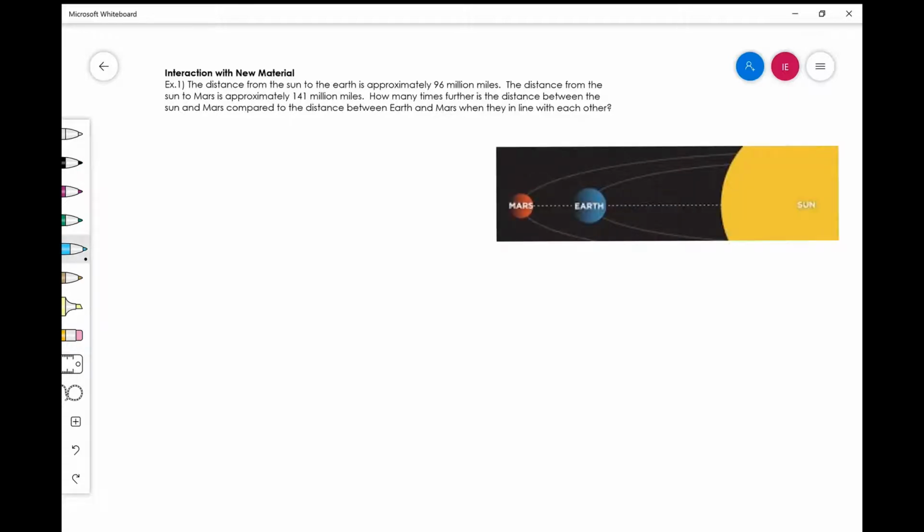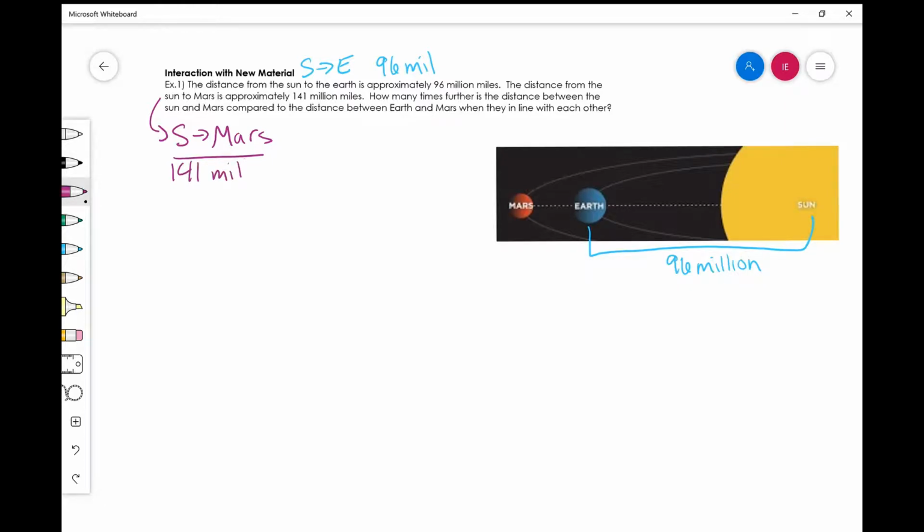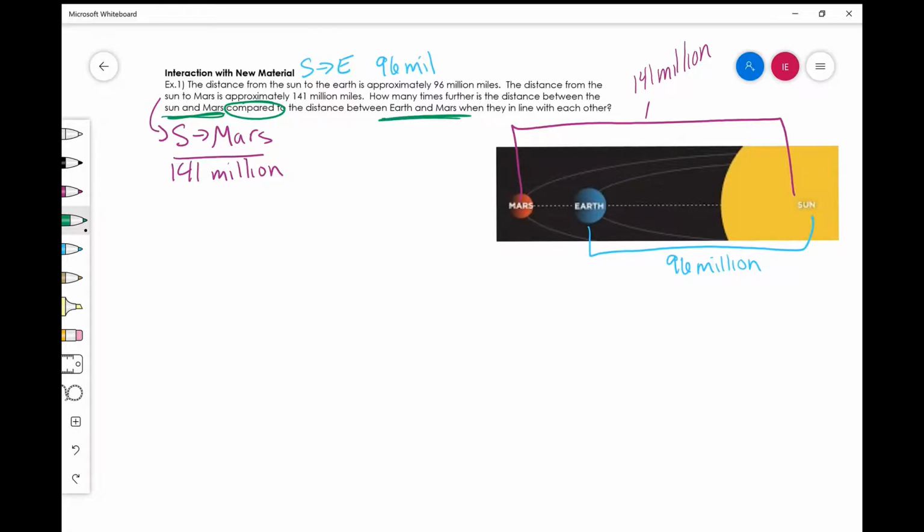Okay, let's go ahead and break down the information that this problem gives us. We know that the sun to the earth is approximately 96 million miles. I'm going to go ahead and label that on this diagram that I have here to help us keep track of all of our distances. We know that the distance from the sun to Mars is approximately 141 million miles. The problem is asking us to compare the distance between the sun and Mars and the distance between Earth and Mars when they're in line with each other.